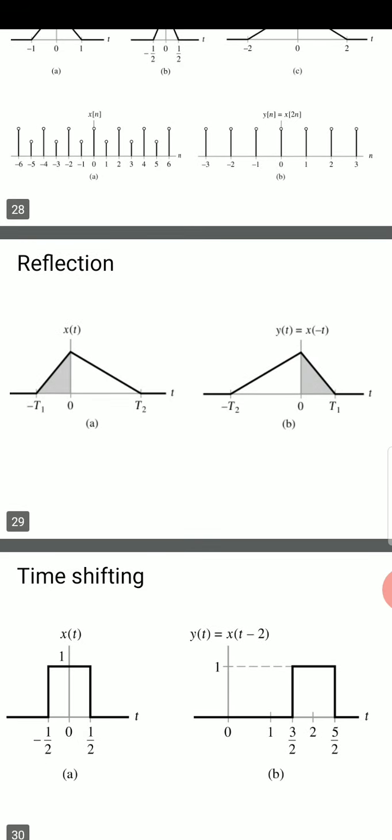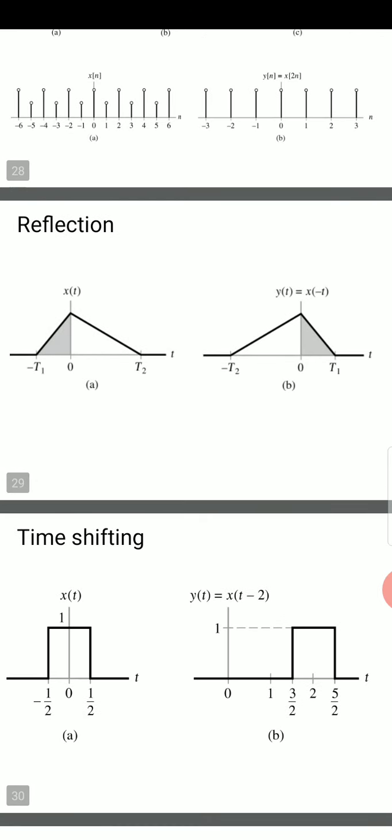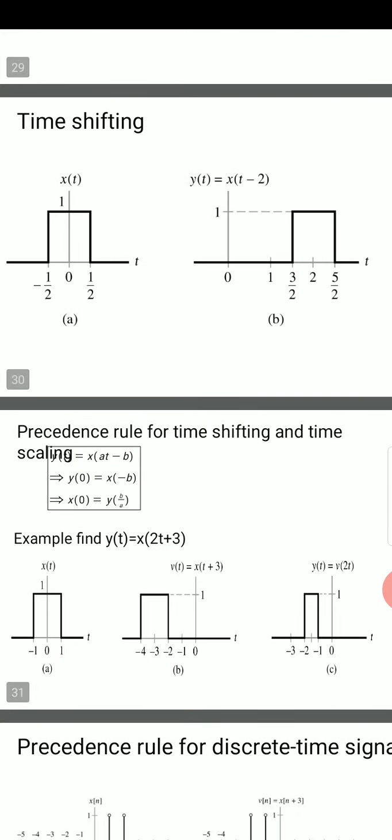Understand? What is the time shifting property? For x(t), the main graph is from minus 1/2 to plus 1/2. We can shift by 2, t minus 2. So we put t minus 2 equals 0, then t equals 2. So we add 2 on both sides, 1/2 plus 2 and minus 1/2 plus 2. So the whole graph is shifted to 3/2 to 5/2. Understand? This is the time shifting property. And this is a quick revision.